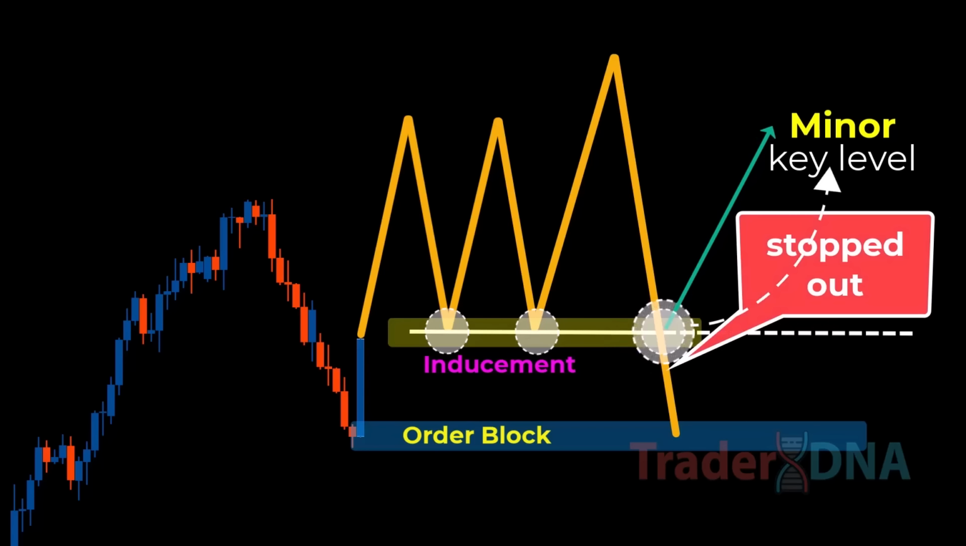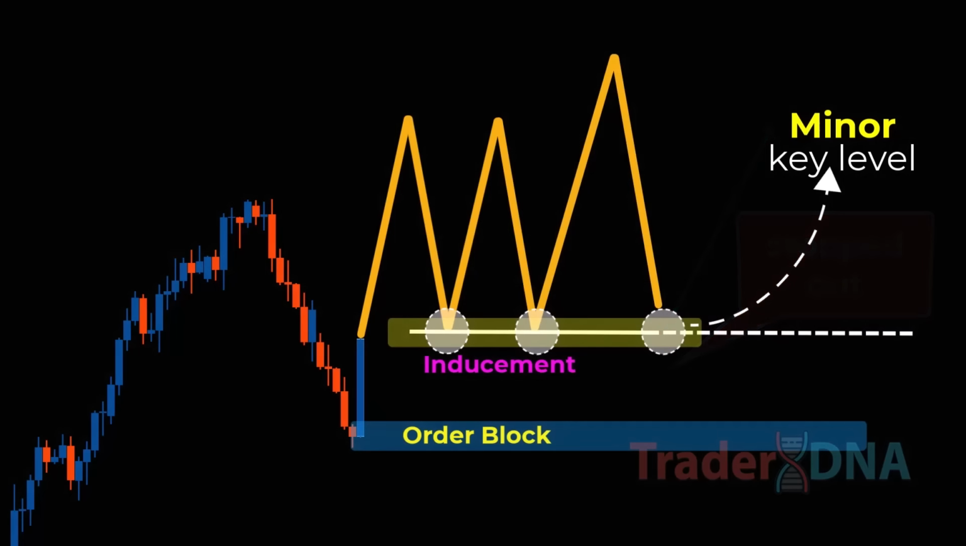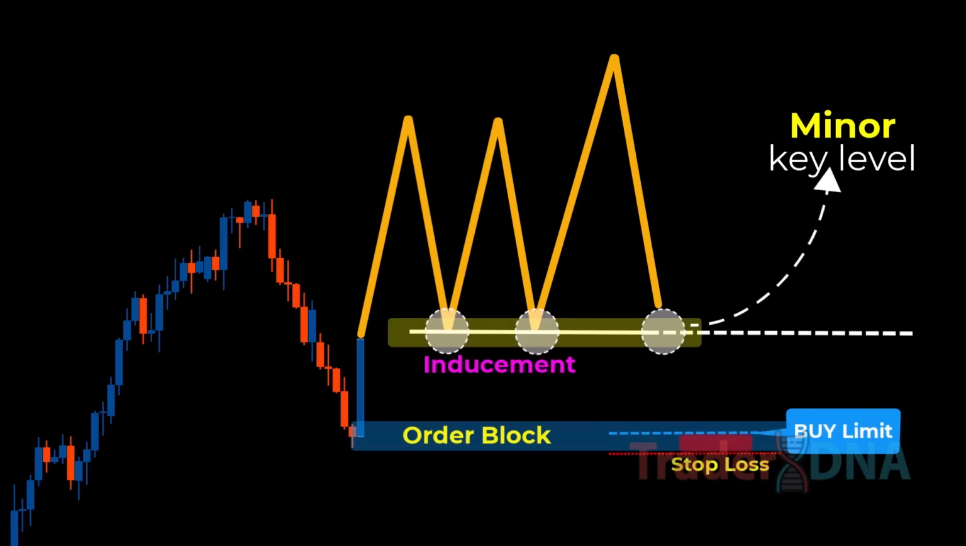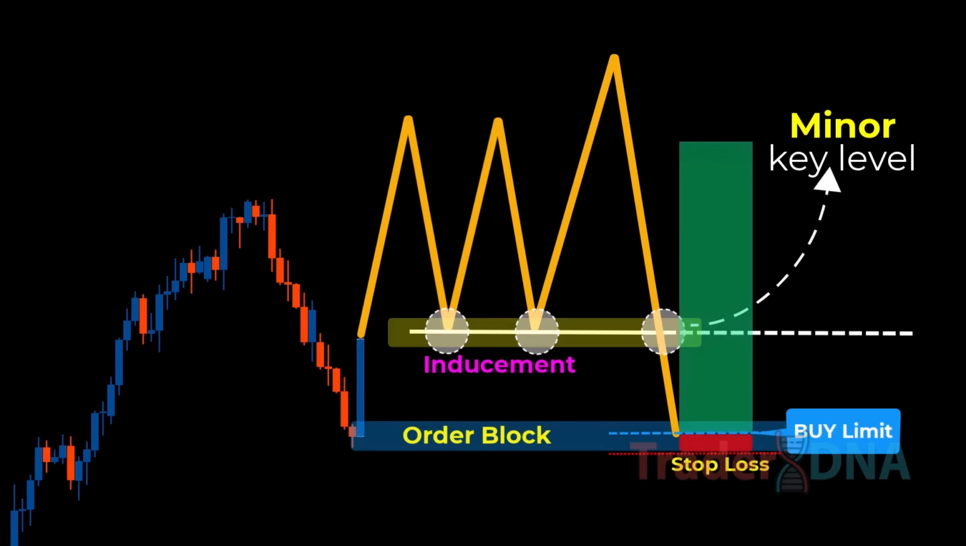Here's how you use it. When you see a minor key level above a major order block, place your buy order in the middle of the major order block. Your trade only activates if price actually taps that order block. If it never gets there, you don't enter. No entry, no risk. This setup isn't random, it's strategic.